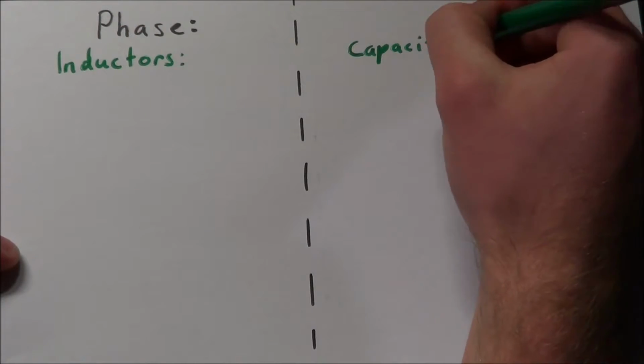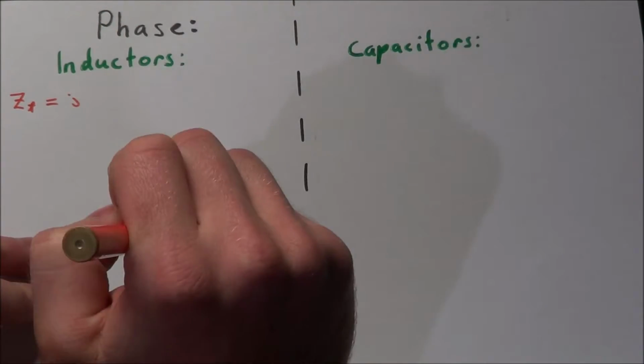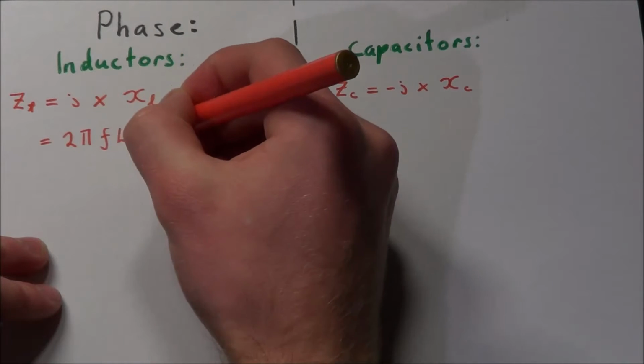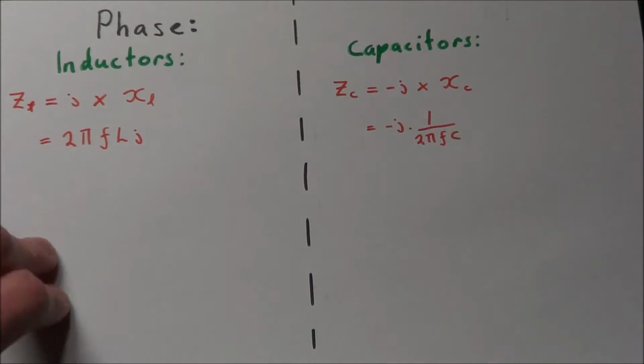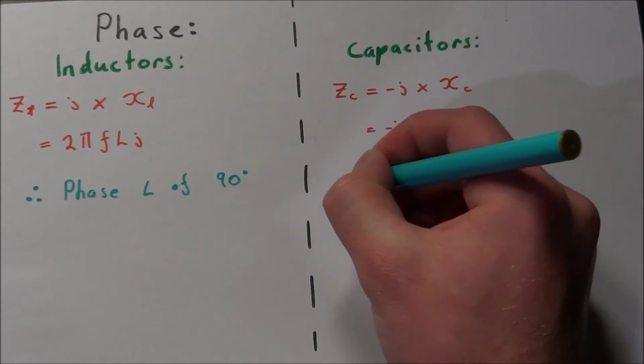To give inductors and capacitors in AC circuits phase angle, the complex operator J is used. This will only affect inductors and capacitors in AC circuits due to their reactance. To give the impedance of an inductor or capacitor, we multiply J and negative J by the reactance of the inductor and capacitor respectively. Therefore, the phase angles of inductors and capacitors can be worked out to be 90 degrees and negative 90 degrees.